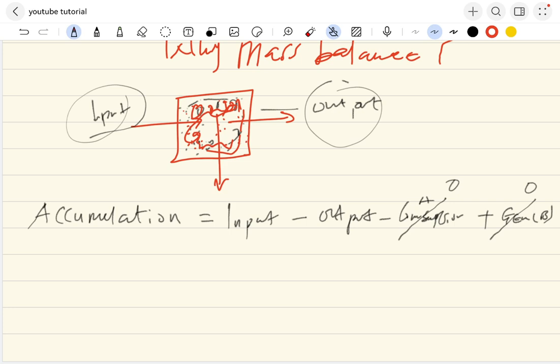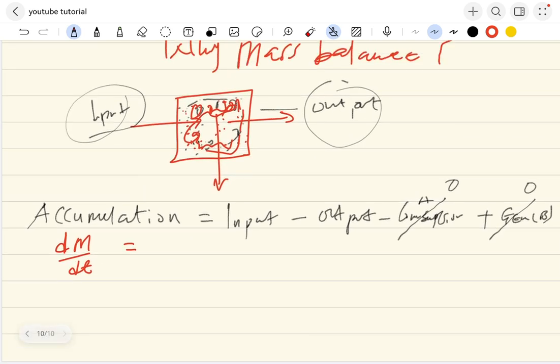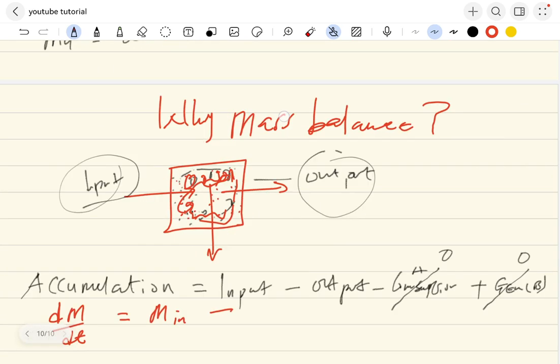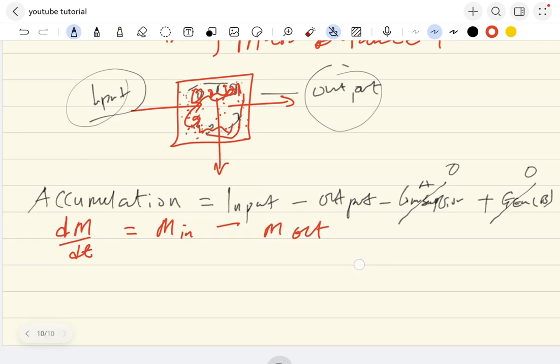Because we are dealing with mass balance, it's supposed to be mass accumulation, and any change of mass inside a tank with respect to time must be equal to whatever mass is coming inside the tank, which is mass in, minus whatever mass is going out, so mass out, m out.